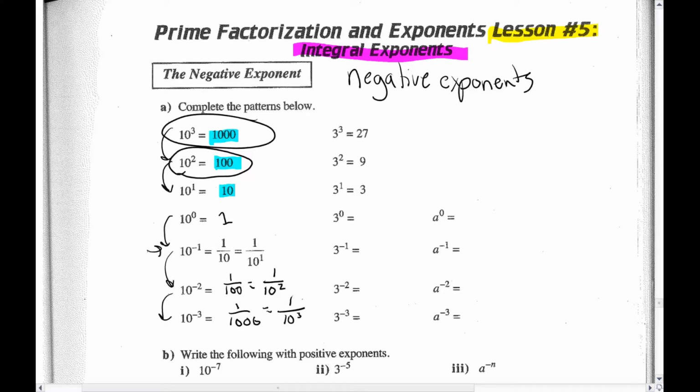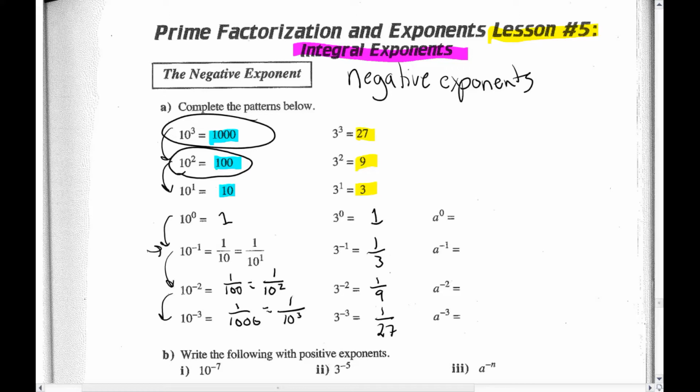Then they've got the same thing but with base 3. We have 3 to the power of 3 is 27, 3 to the power of 2 is 9, and 3 to the power of 1 is 3. Then we follow the same pattern we did with the tens. 3 to the power of 0, anything to the power of 0 is 1. 3 to the power of negative 1 becomes 1 over 3. 3 to the power of negative 2 becomes 1 over 9, and 3 to the power of negative 3 is 1 over 27.